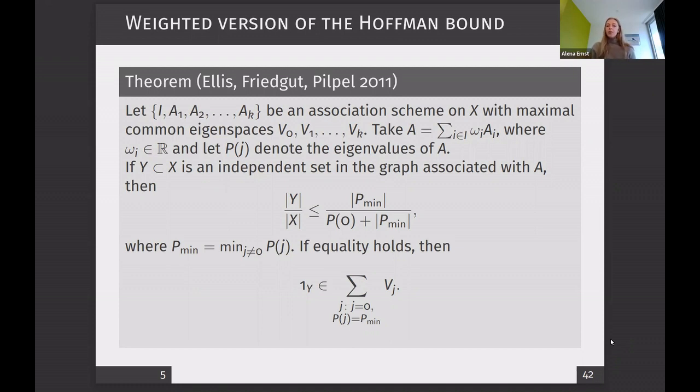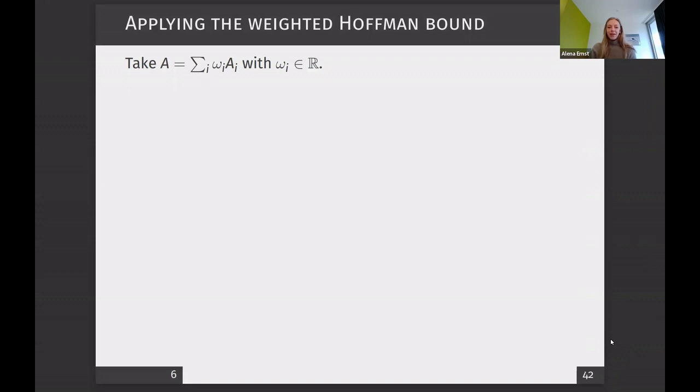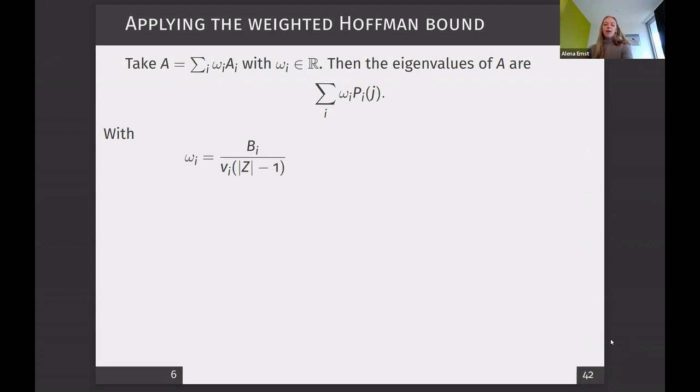The association scheme that we will take will be the Johnson scheme from the slide before. But since we need the eigenvalues, or at least the minimal eigenvalue of the weighted linear combination, let us first take a look at what these eigenvalues look like. Due to the fact that all the adjacency matrices have these common eigenspaces, the eigenvalue of the linear combination is just the weighted linear combination of the eigenvalues of the A_i. Okay. So, in this setting, we now just take omega_i to be the following.